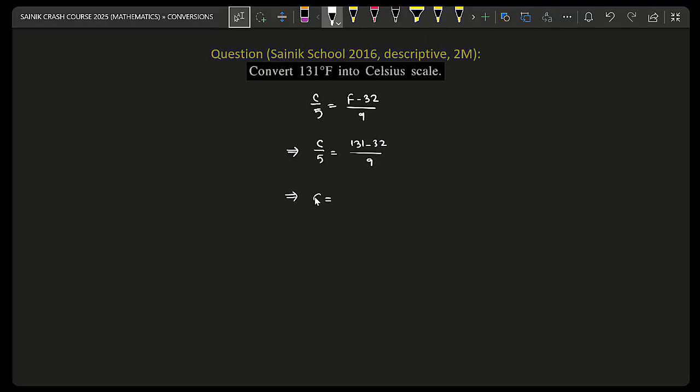So 99. 99 divided by 9. If you transpose 5 to the right side, it will become multiplication. Now, can you do cuttings here? Yes, sir. 9 ones, 9 elevens. What is 11 fives, sir? 55. 55. Therefore, we can write the answer. 131 degree Fahrenheit is same as 55 degree Celsius. Very good, Sastra.